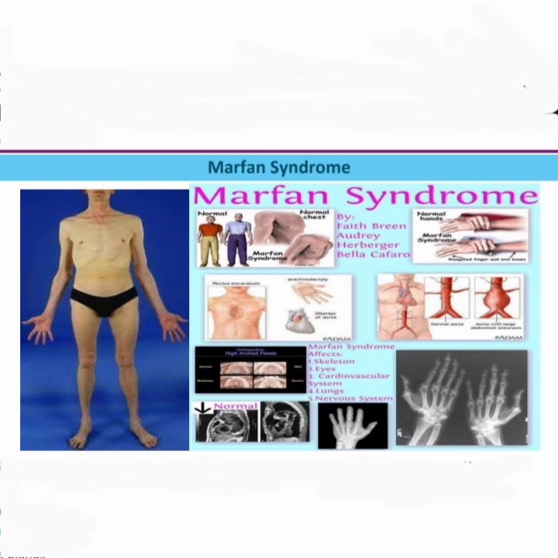What are the causes of chest pain in Marfan syndrome? This can be asked: spontaneous pneumothorax and dissection of the aorta.